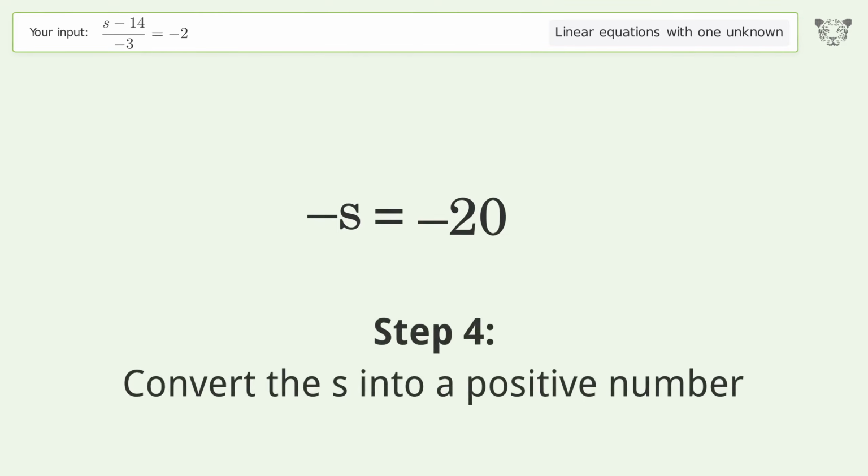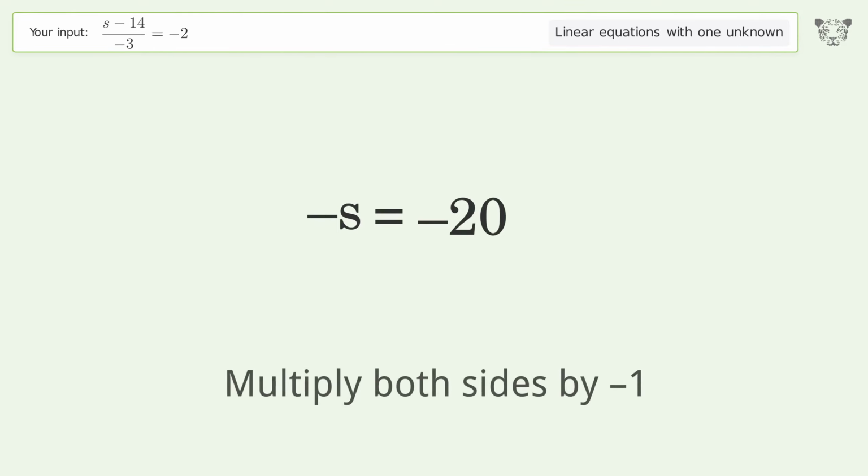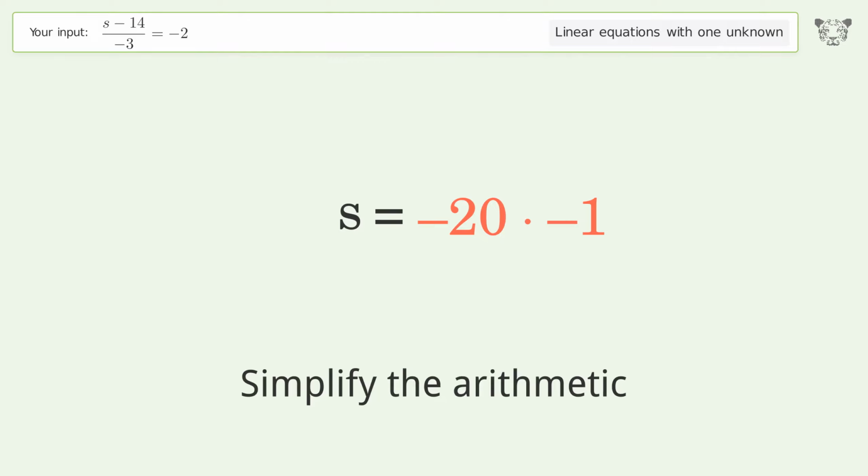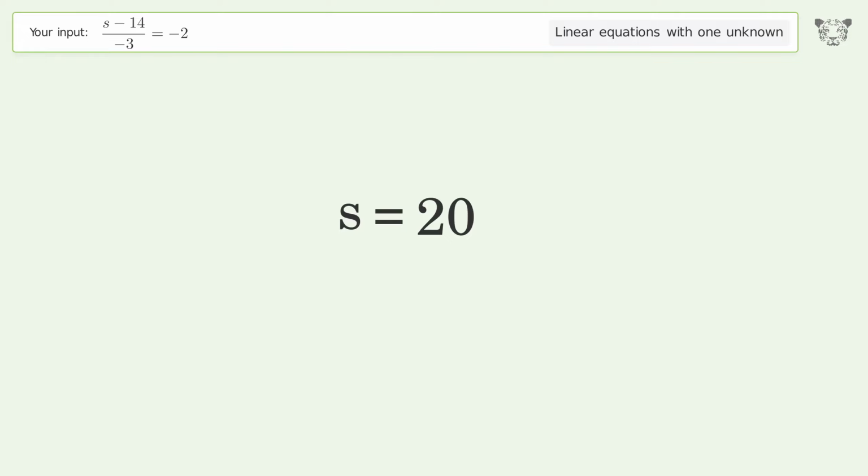Convert the s into a positive number. Multiply both sides by -1. Remove the ones. Simplify the arithmetic. And so the final result is s equals 20.